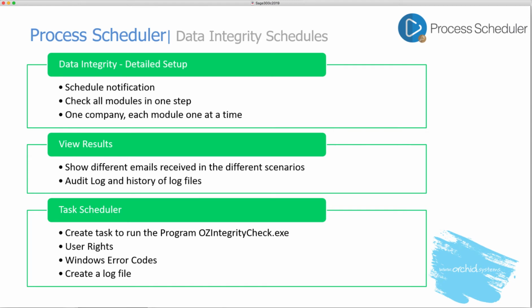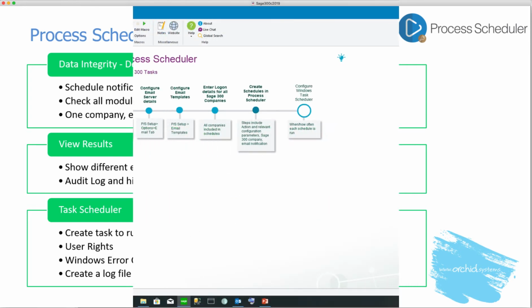And we will then set up the task in Task Scheduler, running the OS integrity check program, discussing the user rights, the various Windows error codes, and how to create a log file to help troubleshoot.